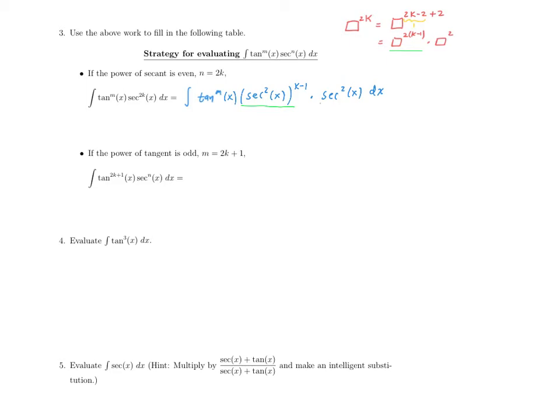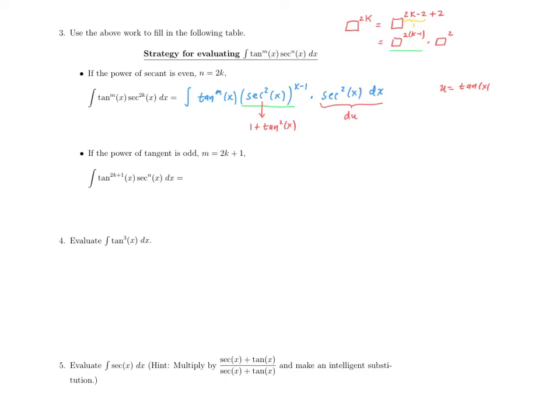We are going to have the secant squared dx be our du, which means u must be tangent. So to get everything written in terms of tangents, we now simply rewrite this secant squared x as 1 plus tangent squared. And if we ever have an even power of secant, this is the approach we can use to evaluate the integral. So as stated as concisely as possible, we pull off a secant squared, use the Pythagorean identity to rewrite the remaining secants in terms of tangents, and we substitute u equals tangent of x.